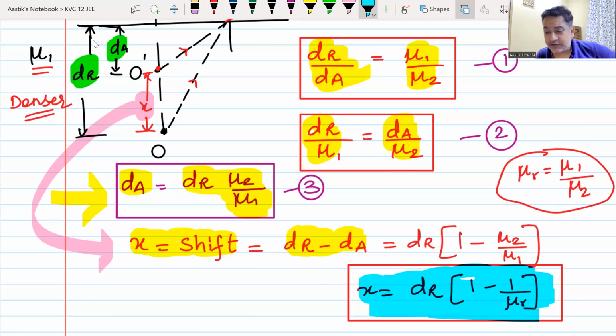What is important is that you understand what you mean by real depth is the actual distance. Apparent depth is the distance that you see. And then you have to remember this form. Is it clear to everyone?